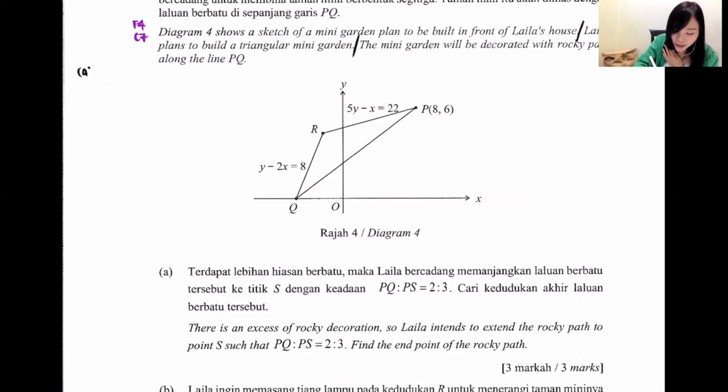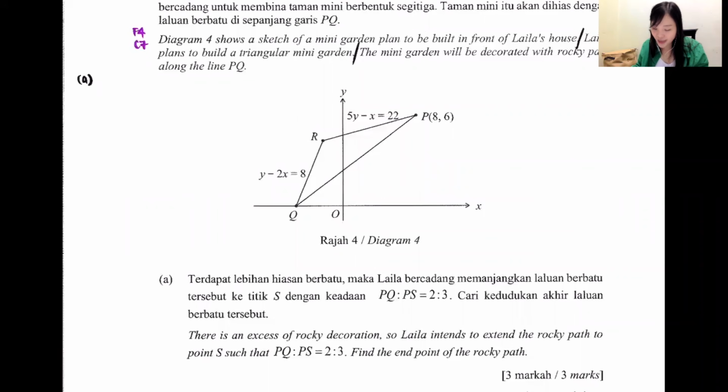So guys, let's start from A. They say there's an excess of rocky decorations. So Leila intends to extend the rocky path to point S. So guys, there's some excess, so they want to extend the line. Just now the rocky path, they already say is PQ. So it's like P to Q, okay? But now they want to extend the line to the point S. So PQ:PS, the ratio is 2:3. So I think I better draw it out.